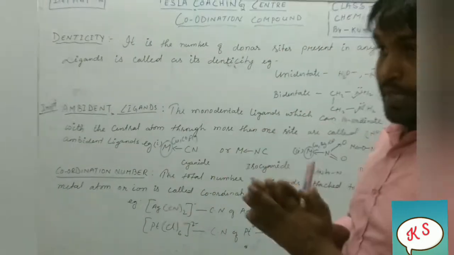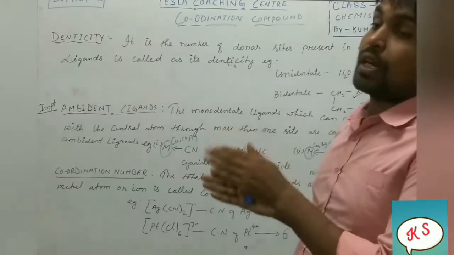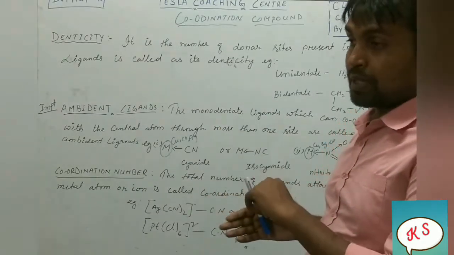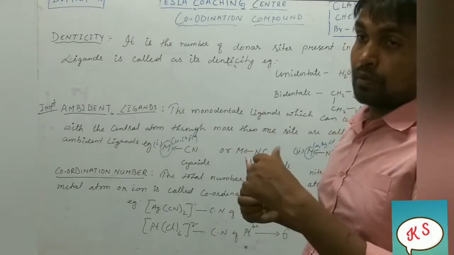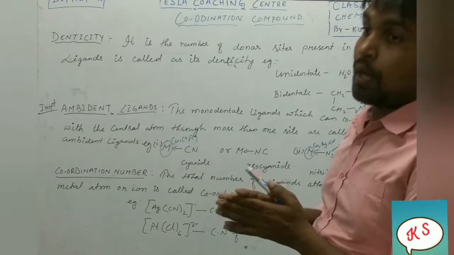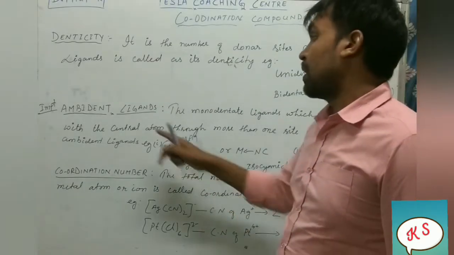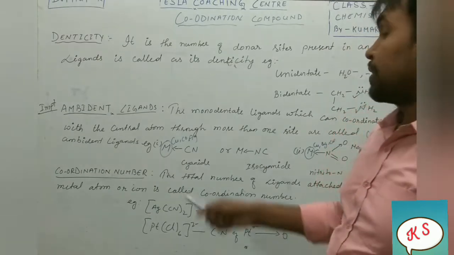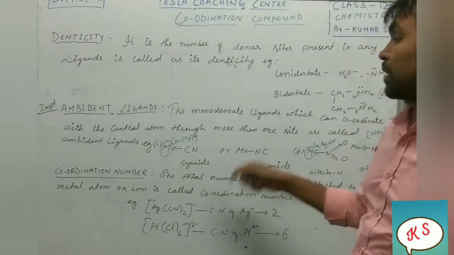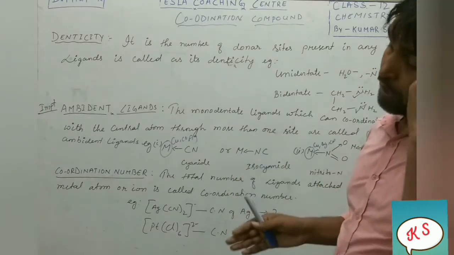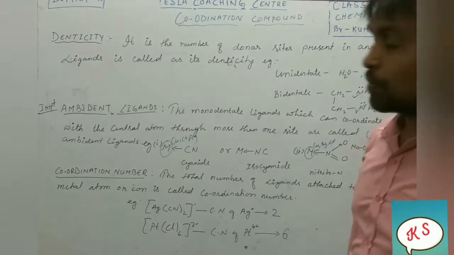Once again, I will tell you what ambidentate ligands are. Ambidentate ligands are those ligands which are capable of forming a coordinate bond through both sides, but not at the same time. Such ligands we call ambidentate ligands. It is capable of forming a bond through C, and also capable of forming a coordinate bond through N. So these ligands will be called ambidentate ligands. I hope you have understood.